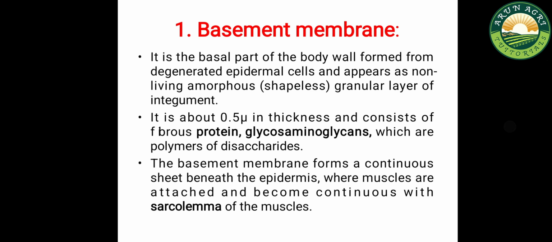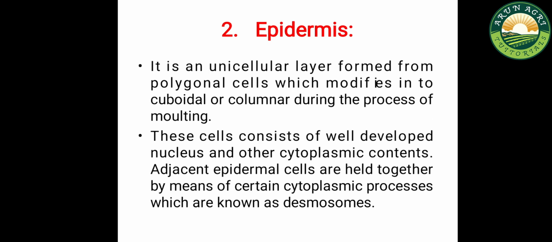The basement membrane forms a continuous sheet beneath the epidermis, where muscles get attached and become continuous with the sarcolemma of these muscles. And the second, or middle, layer is the epidermis. It is a unicellular layer, only a single cell layer, formed from polygonal cells, which modify into cuboidal or columnar cells during the process of molting. These cells consist of a well-developed nucleus and other cytoplasmic contents. Adjacent epidermal cells are held together by certain cytoplasmic processes called desmosomes.